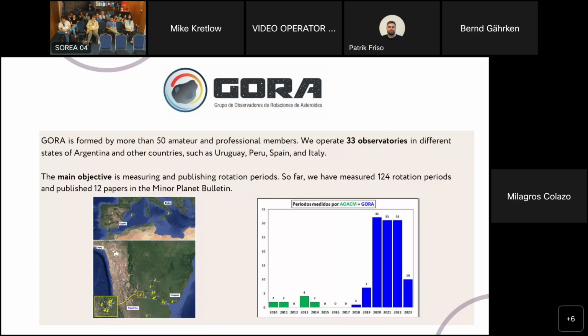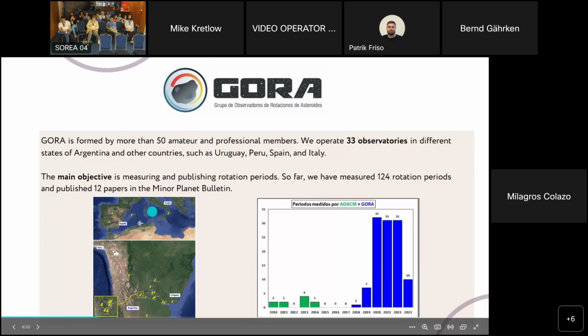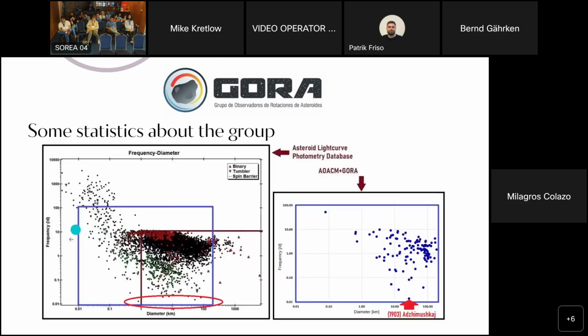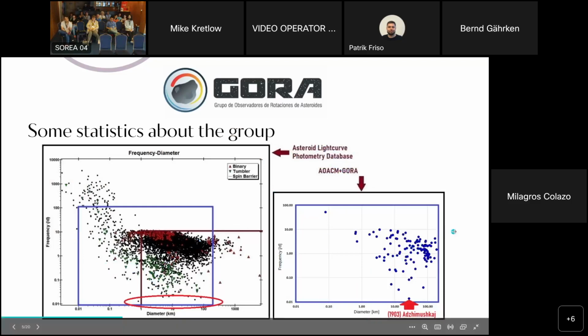So far, we have measured 124 rotation periods, and we published 12 papers in the Europlanet Bulletin. So here's the location of the observatories, and here we can see how much we have grown these last years. Well, some statistics about the group. This is the plot of diameter versus frequency for the asteroid light curve photometry database. And this one is hours. So we can see here that we have measured recently these asteroids.